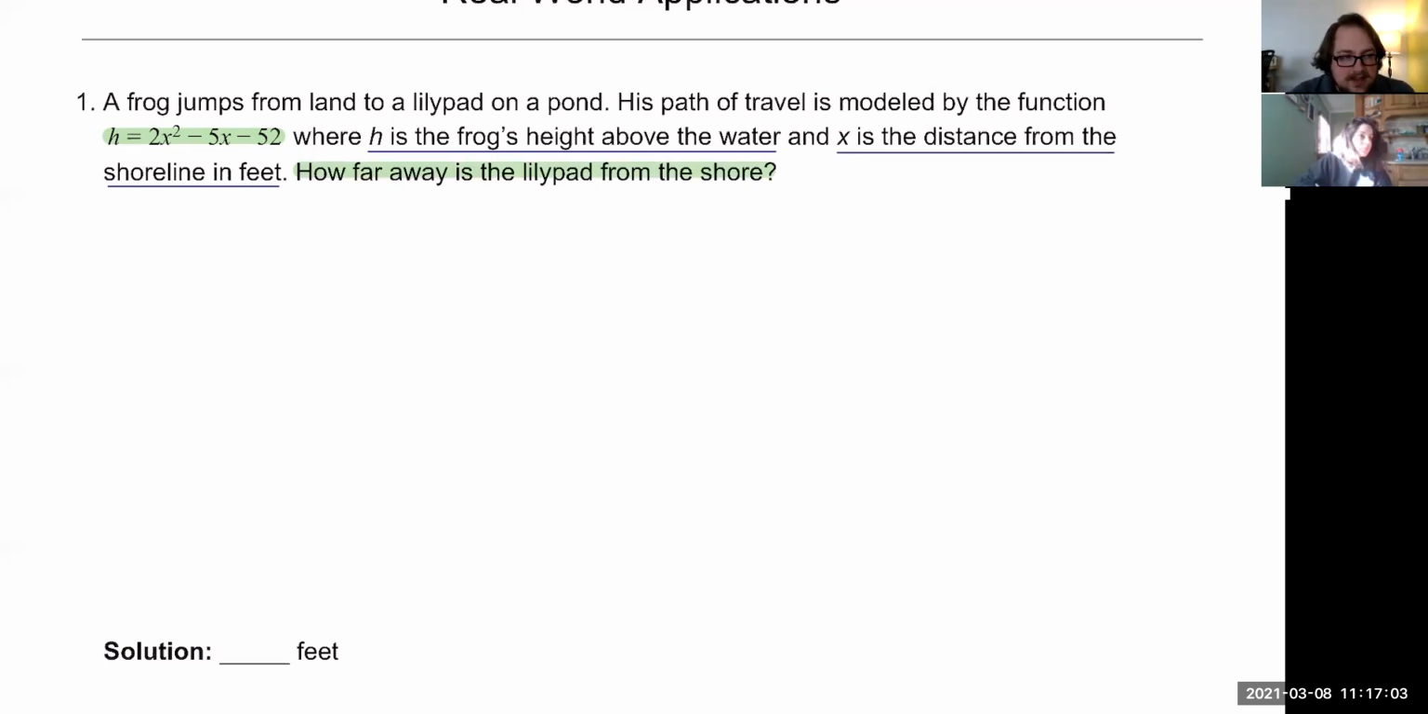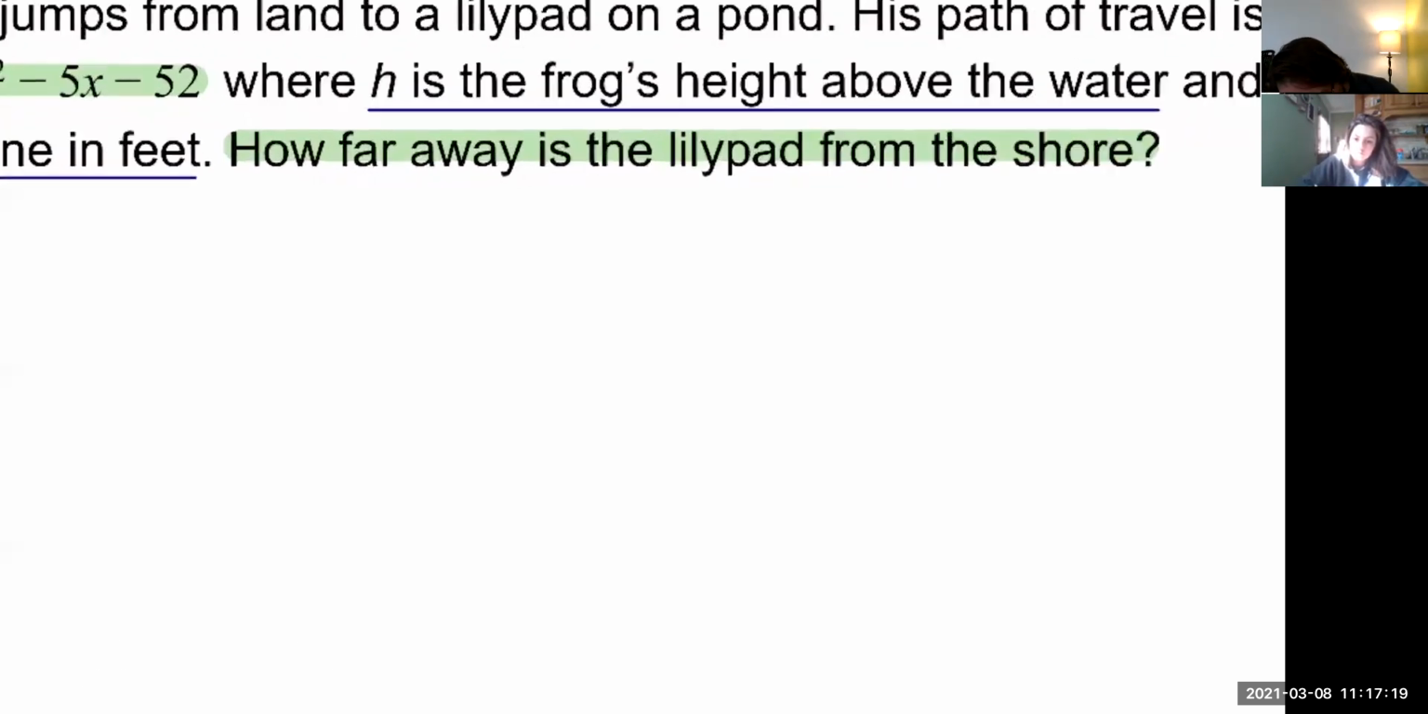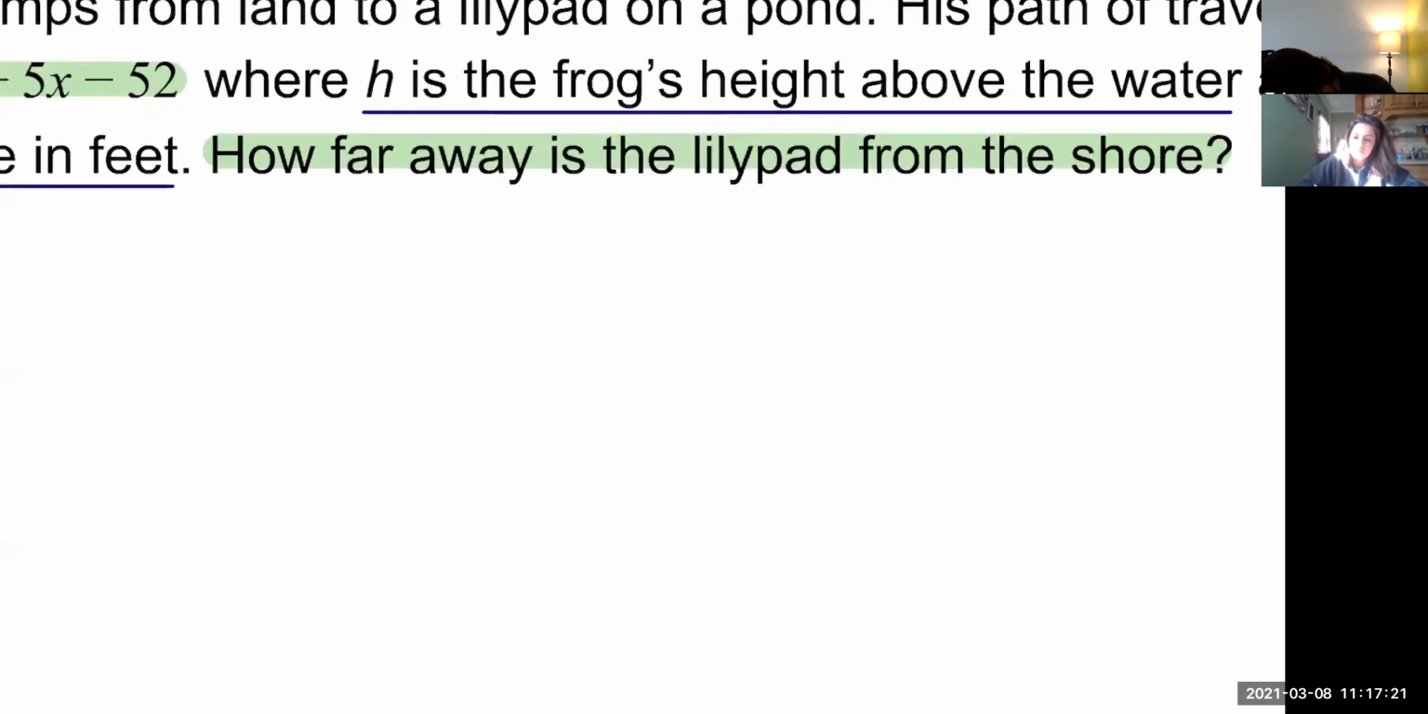Well, if you think about it, the moment the frog lands on the lily pad, his distance from the shoreline is the same distance as the lily pad's from the shoreline. So we're going to use the frog's path of travel, the function we've been given, to help us out here. So how far away is basically asking us, what is x?